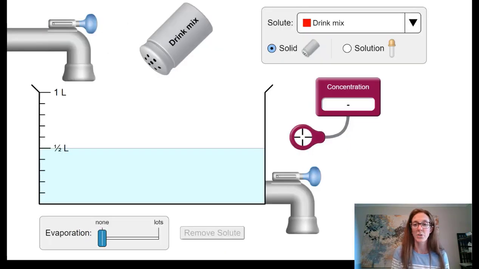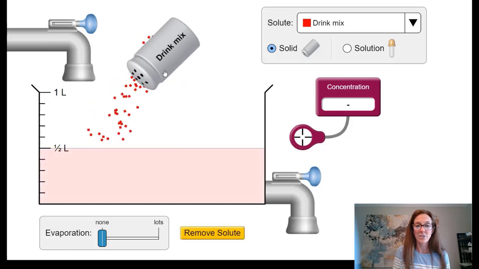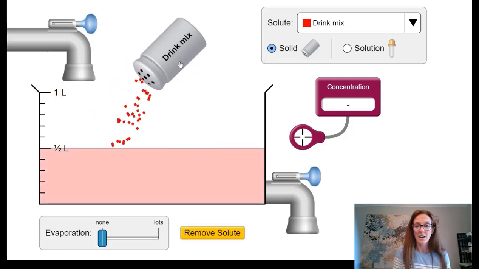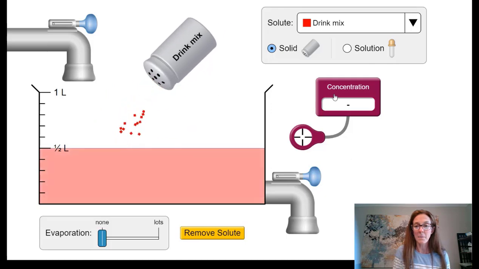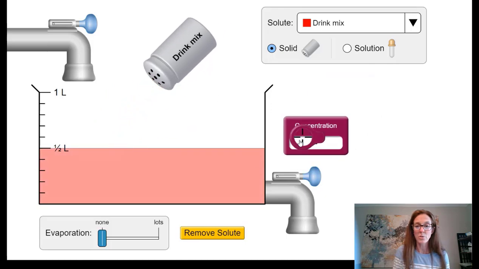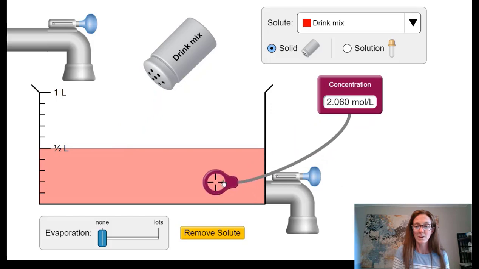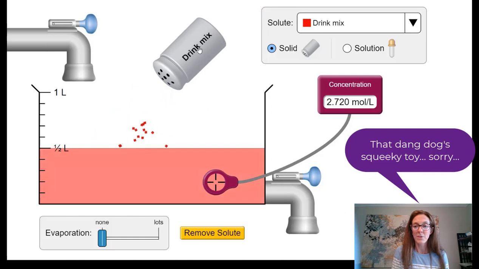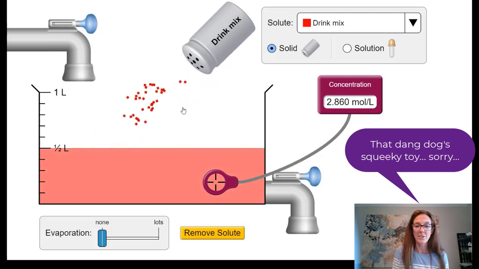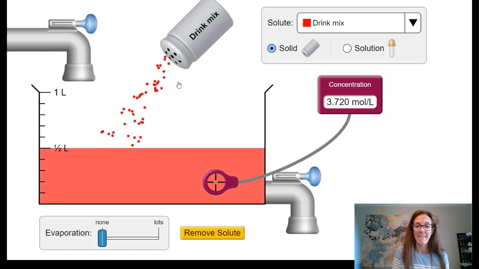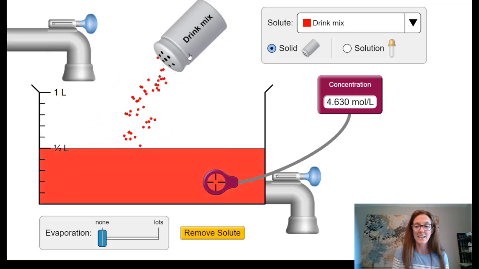The other one I wanted to show you is this one. Similar, but we can see that we can change here, I've got a half a liter. So I shake this drink mix here, and we can see that I can measure my concentration. I'm going to add more. And we can see the more I add, my concentration increases. Add more, and we can also see that it's getting darker.